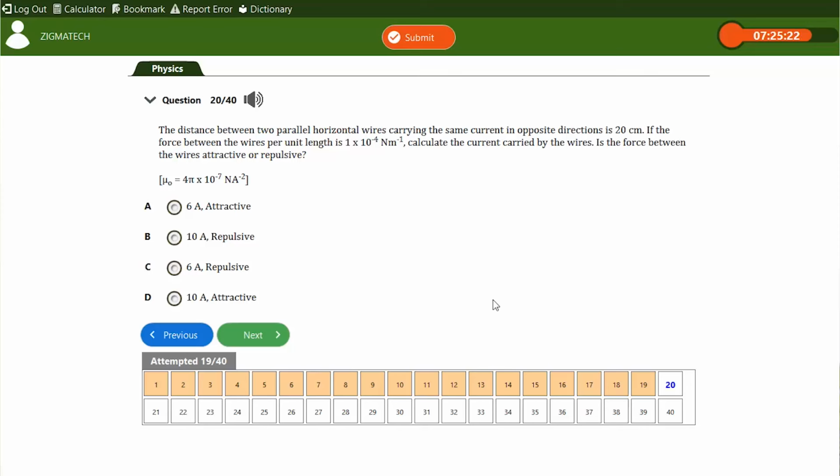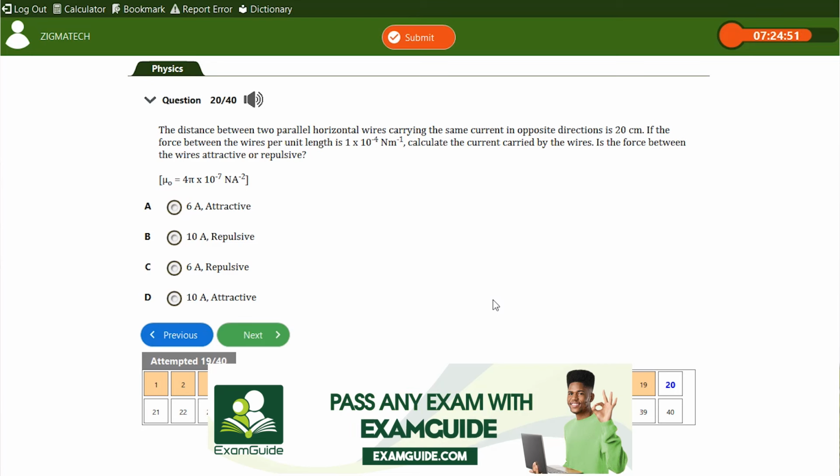The distance between two parallel horizontal wires carrying the same current in opposite direction is 20 cm. If the force between the wires per unit length is 10 raised to the power minus 4 Newton per meter, calculate the current carried by the wire. Is the force between the wires attractive or repulsive? Okay, we are going to answer this question.